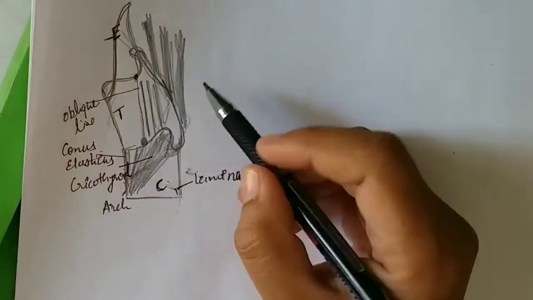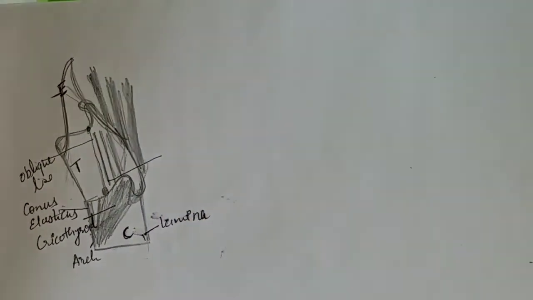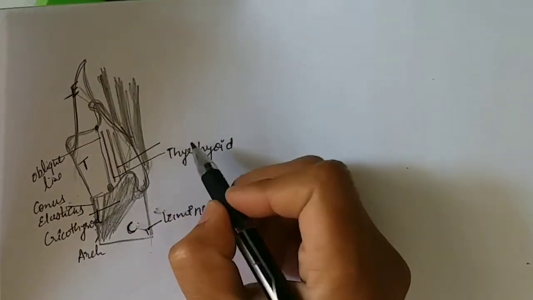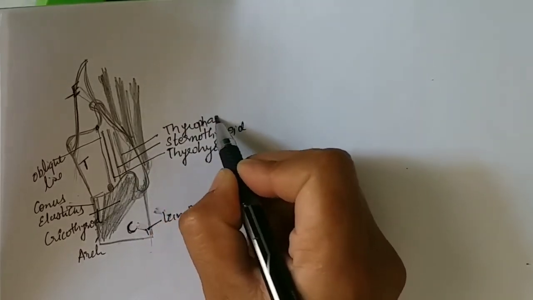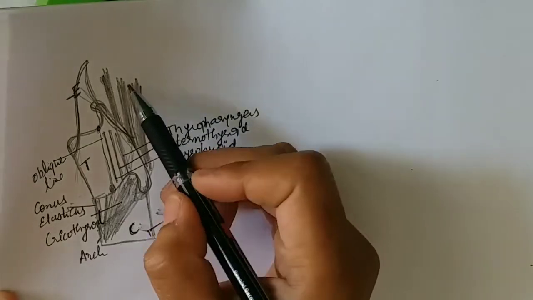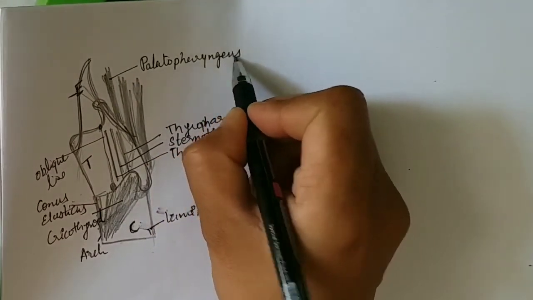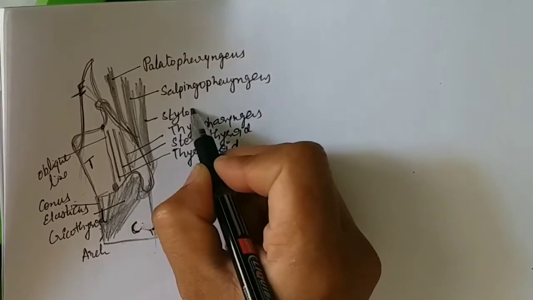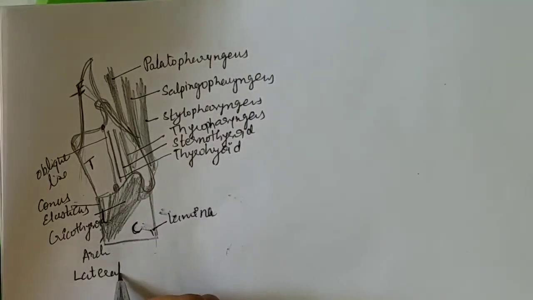Here there is an oblique line with three muscles: thyrohyoid muscle, sternothyroid muscle, and thyropharyngeus muscle. The thyropharyngeus is a part of the inferior constrictor muscle. Three more muscles are palatopharyngeus, salpingopharyngeus, and stylopharyngeus. These are all the extrinsic muscles of the larynx.